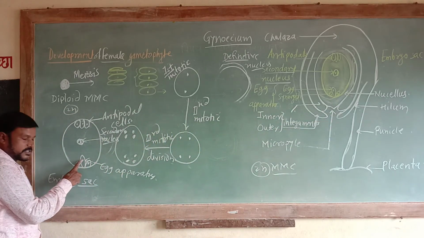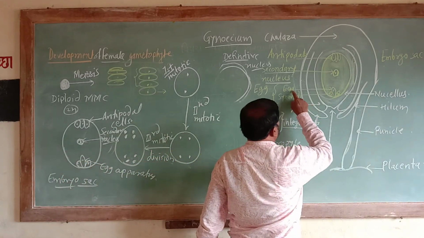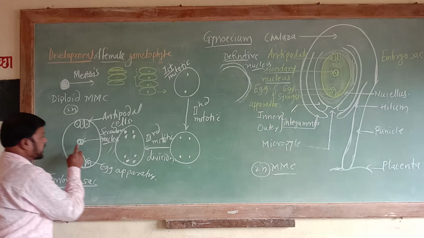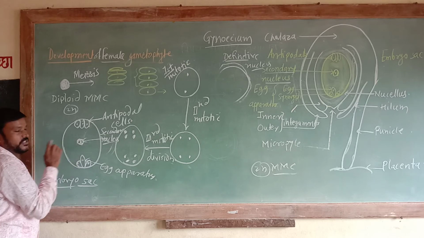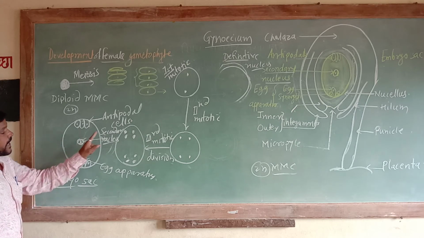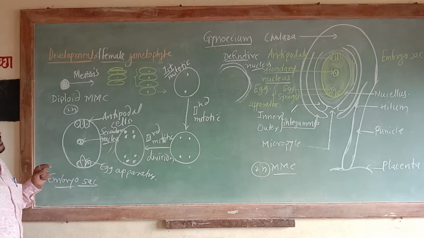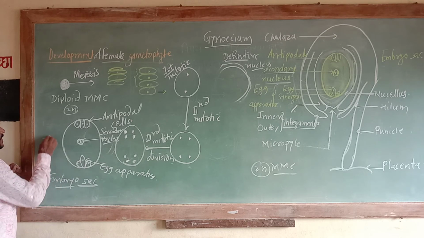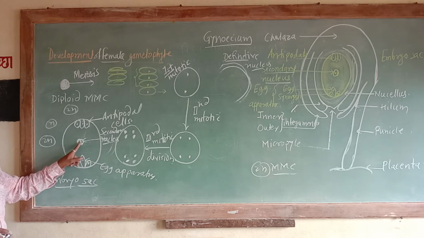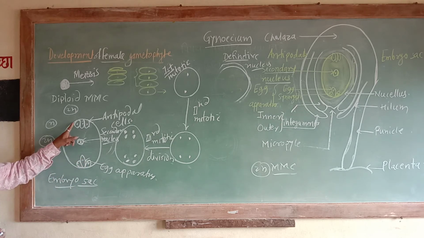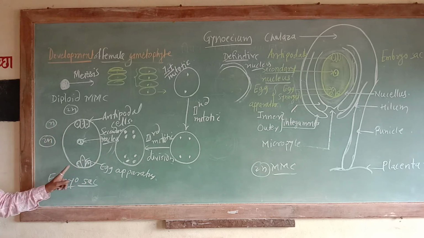The egg apparatus consists of a large central egg cell and 2 lateral synergid cells. Centrally, 1 from each pole comes to the center, and they fuse with each other and form the diploid secondary nucleus, also called the definitive nucleus. It is diploid, and these others are haploid. Here there are 6 haploid cells and 1 diploid cell, so it is called 6-celled and 7-nucleated. That is the embryo sac, or female gametophyte.